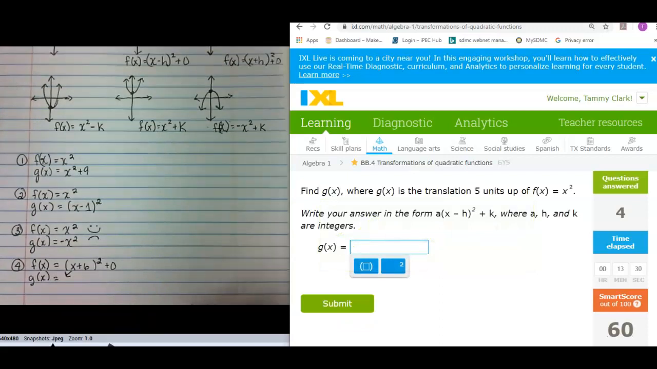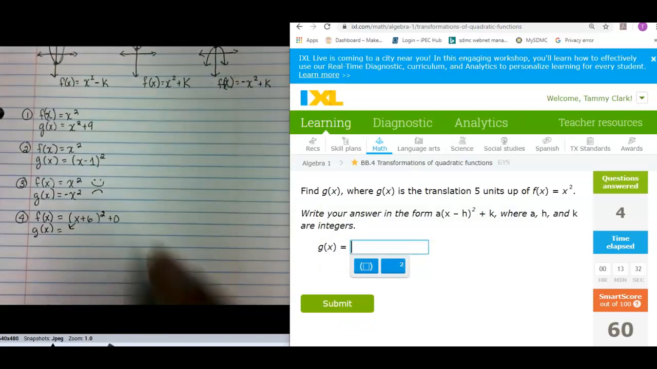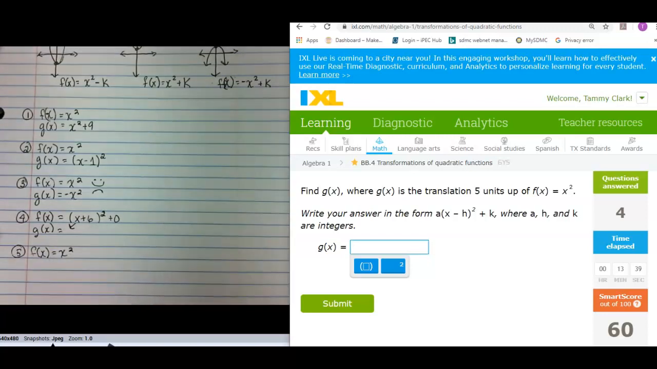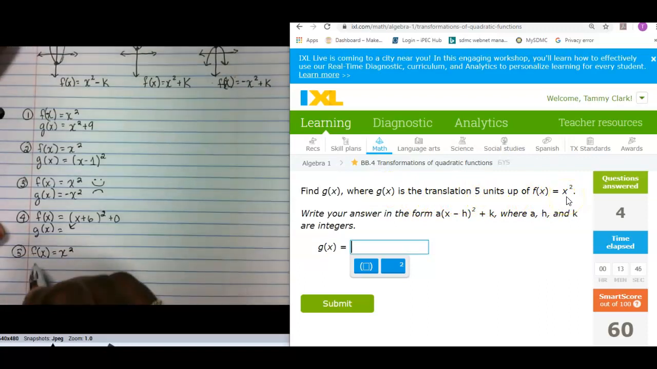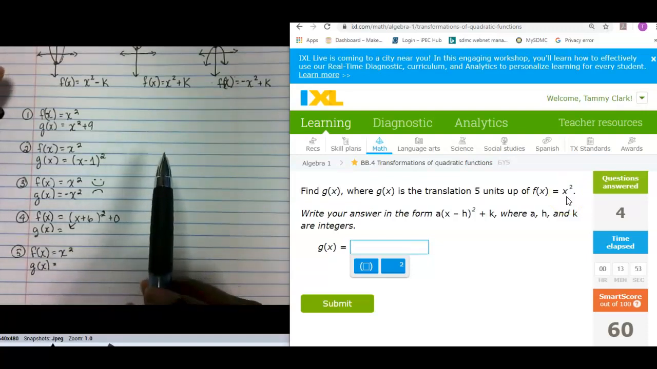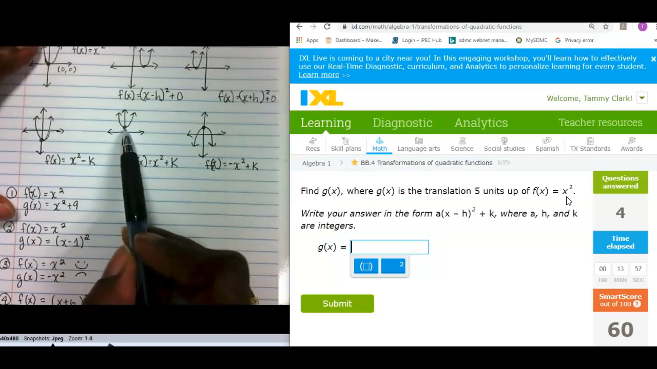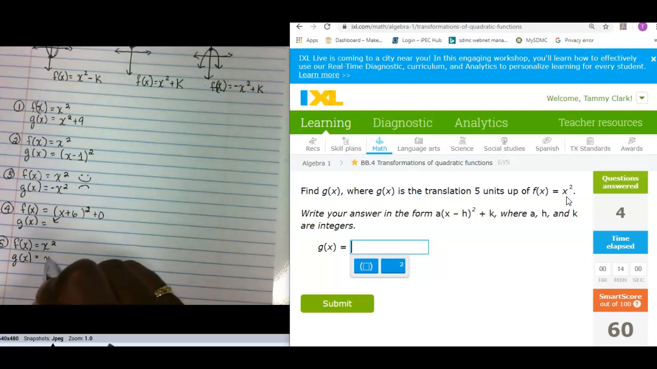All right, let's take a look at number 5 here. Find g of x, where g of x is a translation 5 units up of f of x equals x squared. So again, this time there's no right or left movement. The quadratic is simply moving from the origin, and it says up. So we're just going to say x squared, the parent function, all it did was move up.